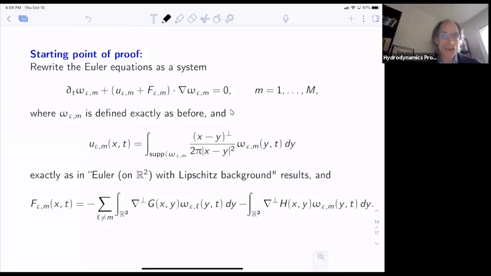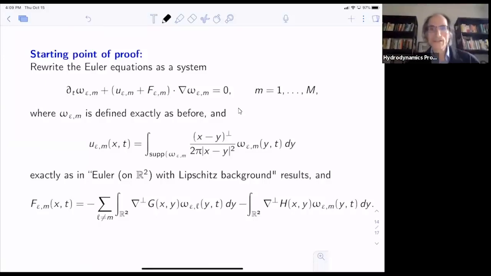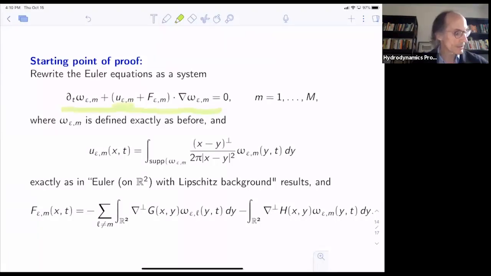So we spent a lot of time considering the Euler equations with a Lipschitz continuous background flow. And so we rewrote the Euler equations as a system. Essentially, we took the initial vorticity, which had these m blobs, and we wrote this system where omega epsilon m, little m, is what happens to the mth blob as it evolves in time. So we look separately at the contributions from all these different blobs. Each one evolves by a piece u epsilon m, which is the velocity field generated by that blob itself, and then f epsilon m is the velocity field generated by all the other blobs.